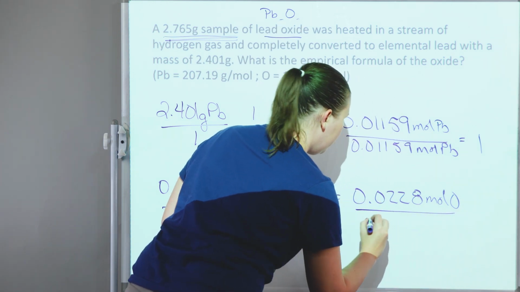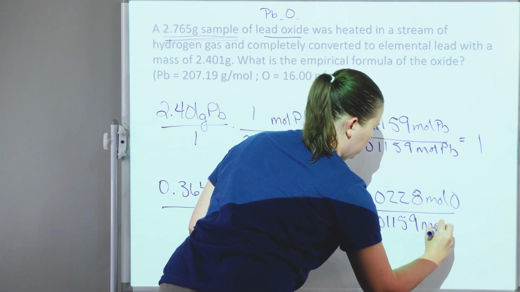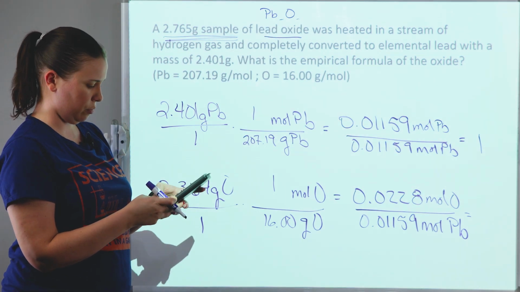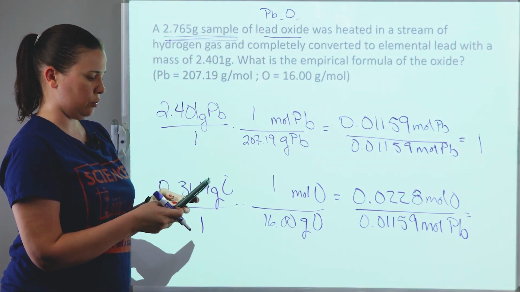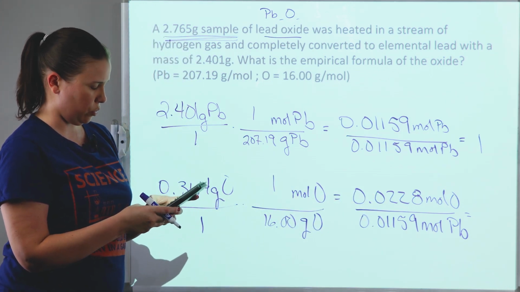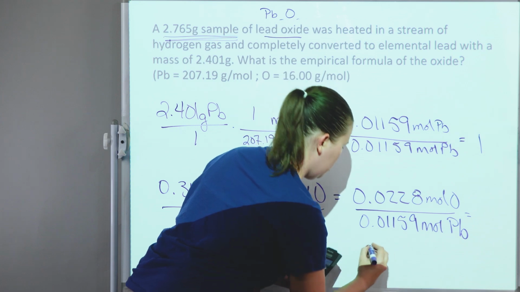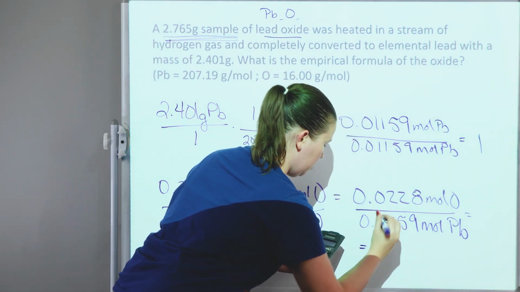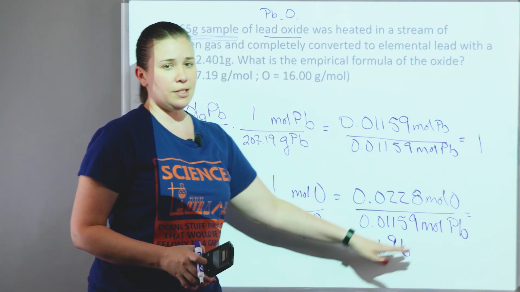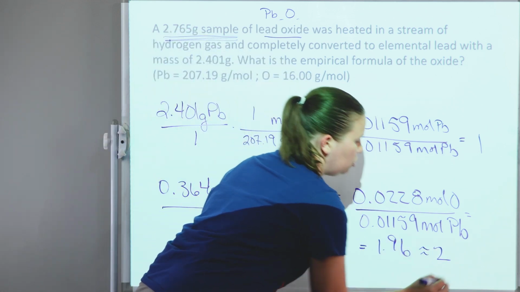So what is my ratio of oxygen to lead? I still have it in my calculator, 0.02275, which I had rounded here to 3 sig figs, but that's okay. I'm going to hit divided by 0.01159, and I get, I'm going to stick with the 3 sig figs though, 1.96, which is close enough. You want to be within a tenth to round to 2.